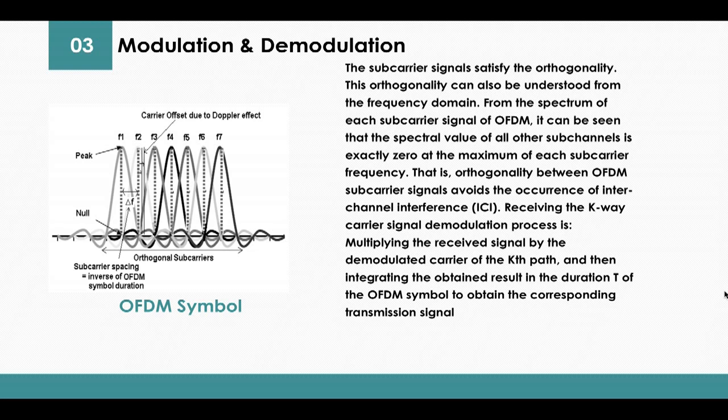This is the OFDM symbol, which shows orthogonality. The orthogonality can also be understood from the frequency domain. From the spectrum of each subcarrier signal of OFDM, it can be seen that the spectral value of all other subchannels is exactly 0 at the maximum of each subcarrier frequency.